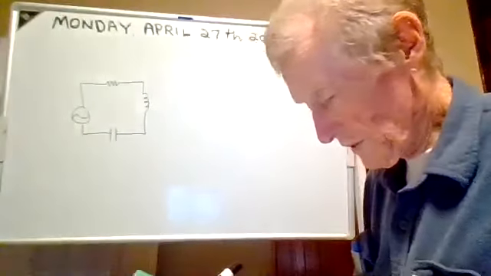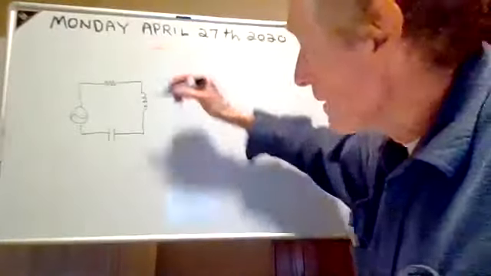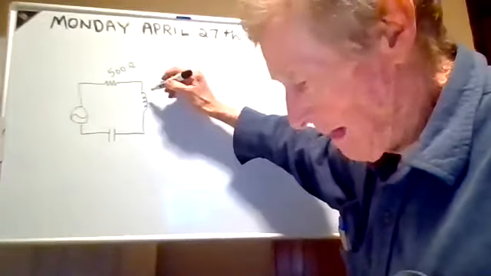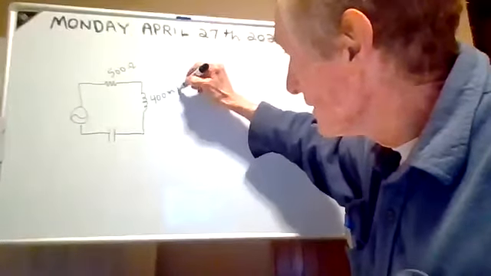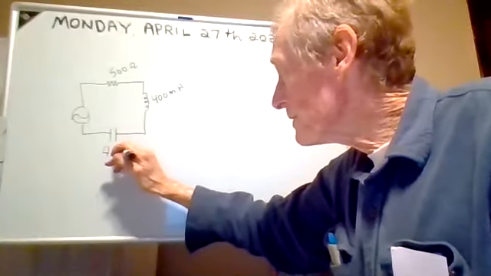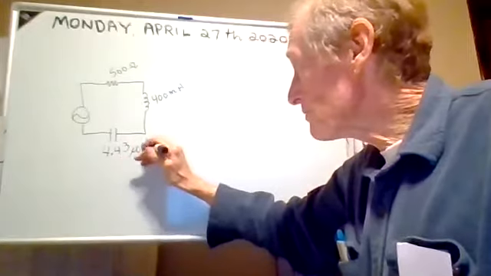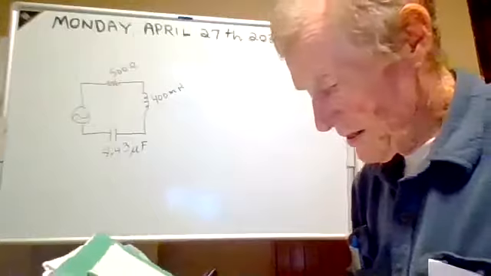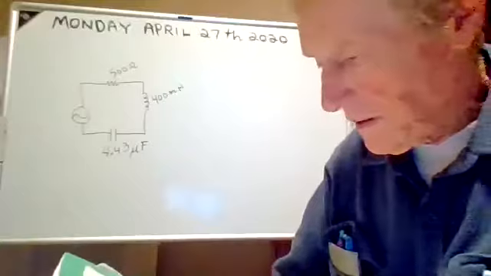Okay, now what we're going to have is 500 ohms, 400 millihenries, and 4.43 microfarads. We're just going to work some problems. Now we have an AC circuit.